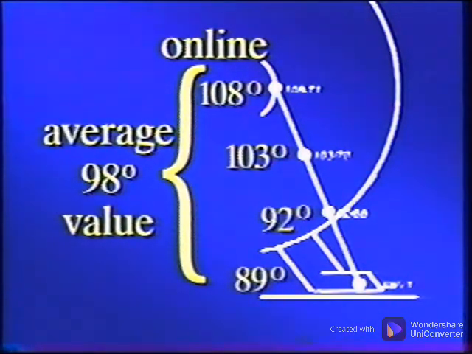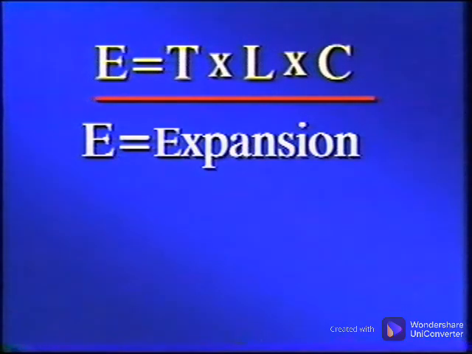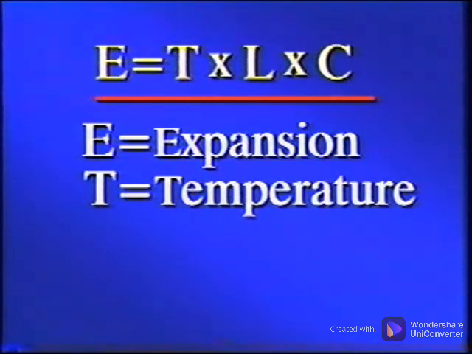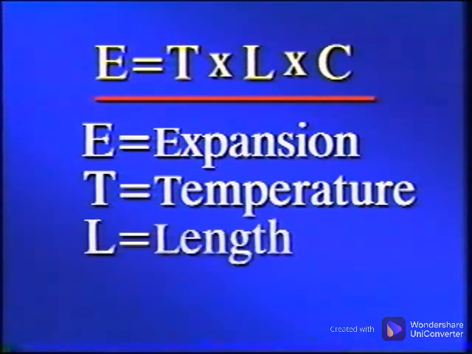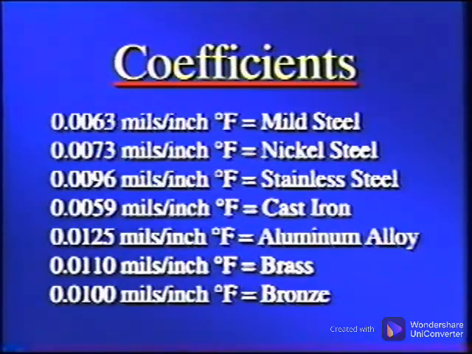each bearing location. The amount of expansion is then calculated using the formula E equals T times L times C, where E is the expansion in mils, T is the temperature in degrees Fahrenheit, L is the length of a vertical line from the center of the shaft to the shim plane, and C is the coefficient of thermal expansion in mils per inch degrees Fahrenheit. The coefficients differ from material to material as shown here.